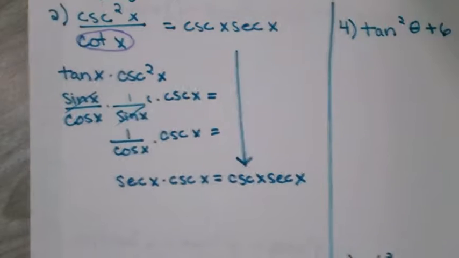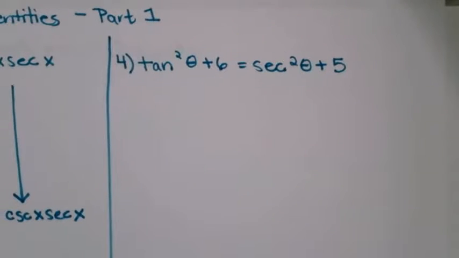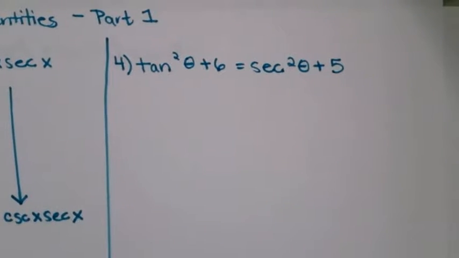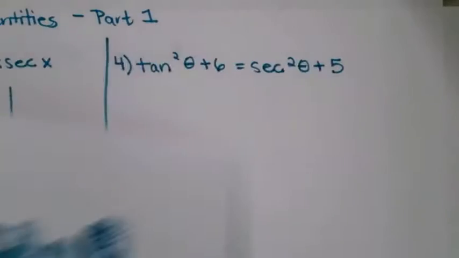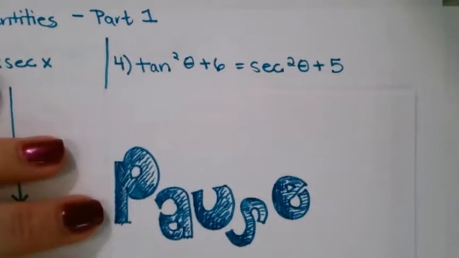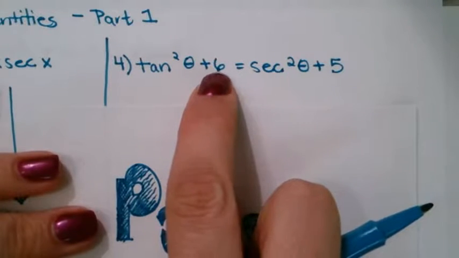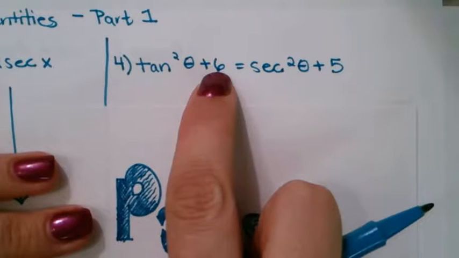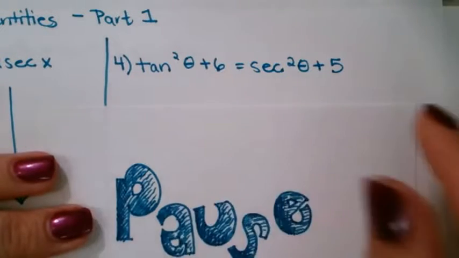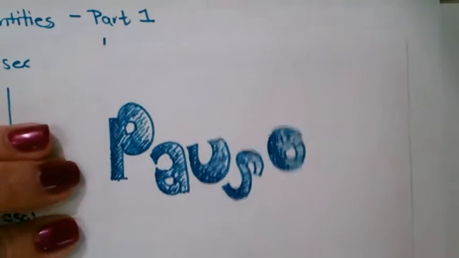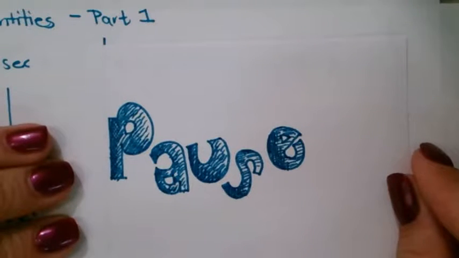Now let's look at the second one. Tangent squared theta plus 6 is equal to secant squared theta plus 5. Alright, I'm going to give you a hint, and then I want you to pause it and think about it. How would it help you to rewrite that 6 as 1 plus 5? Okay, so pause, try the problem, and then come back.